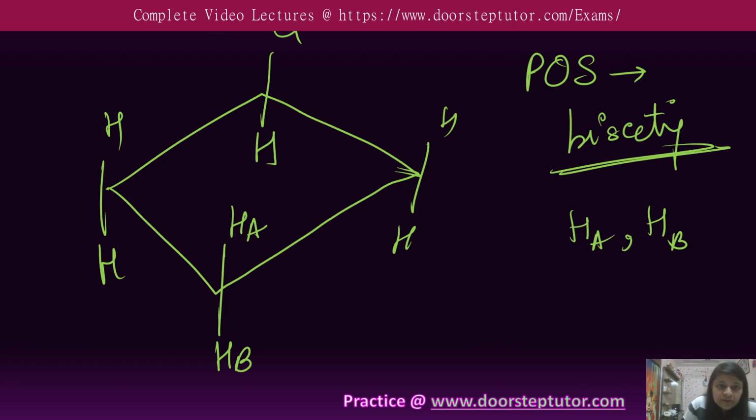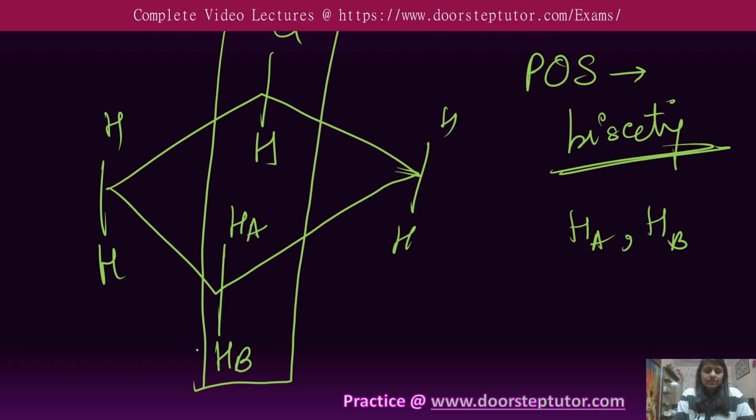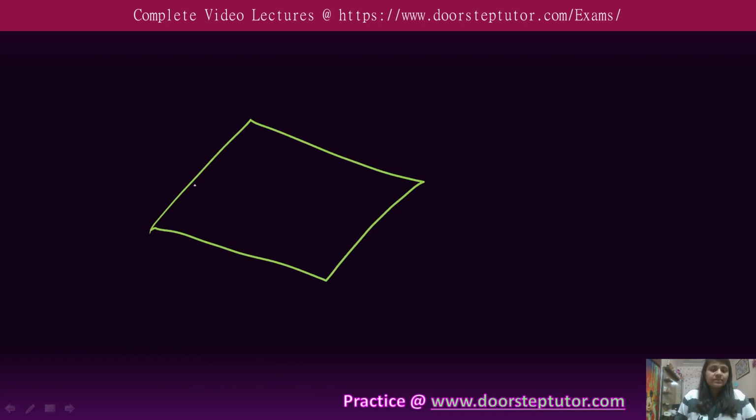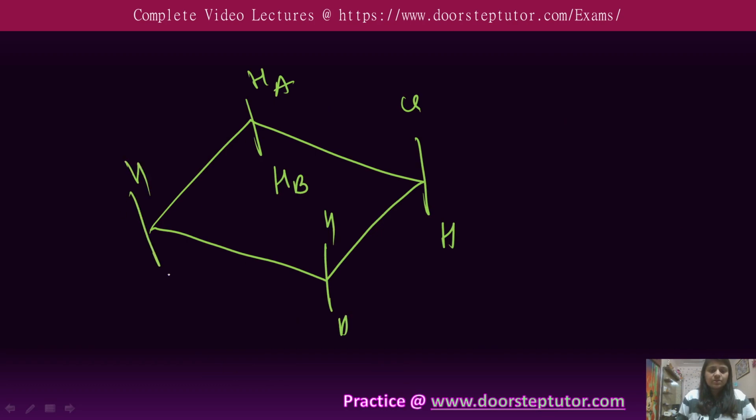So to find the relation between HA and HB, we have to see the bisecting plane. If I pass a plane like this, just imagine this ring, the first carbon is in front of you and the second carbon is also in front of you. If you pass this particular plane, HA and HB are bisected. And you can also consider the plane like this. If you have a Cl here and H here, HA and HB on this side, and H and H on this side, then also HA and HB are diastereotopic.